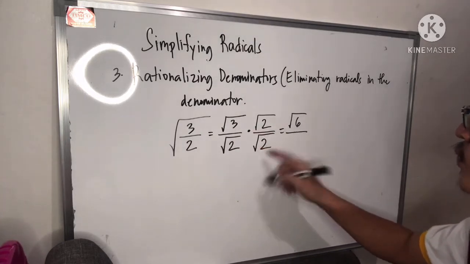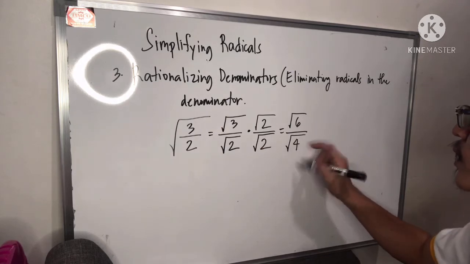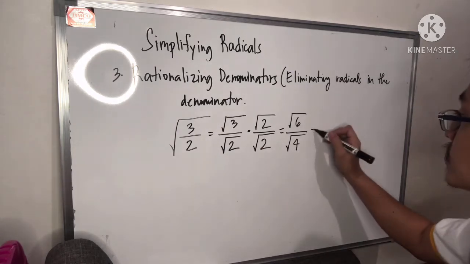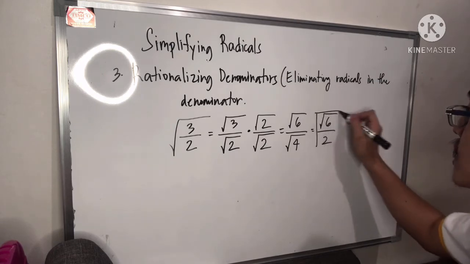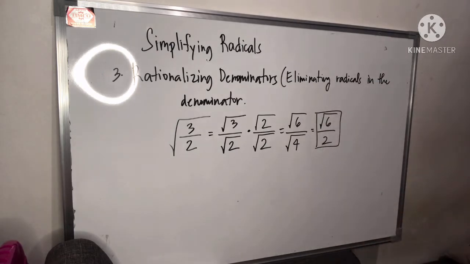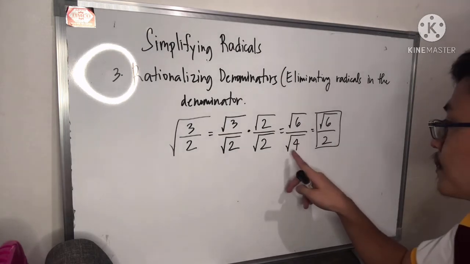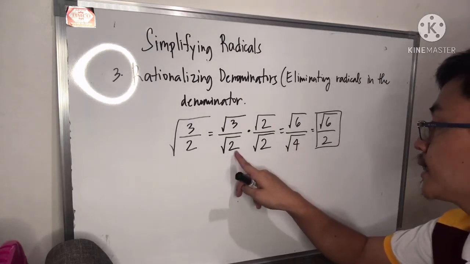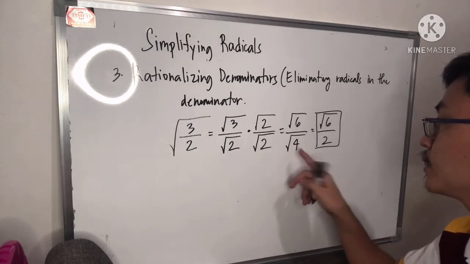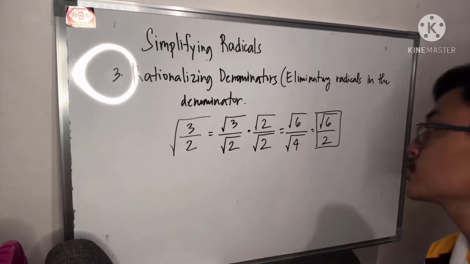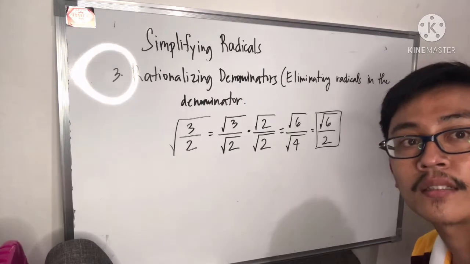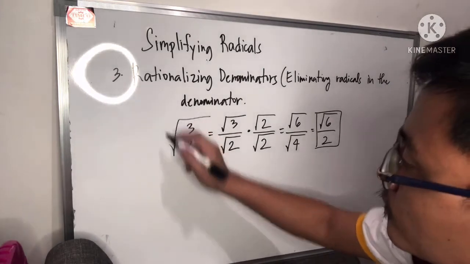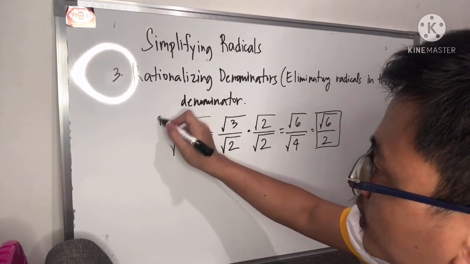Square root of 2 times square root of 2 is square root of 4. But the square root of 4 is 2. So the final answer is square root of 6 over 2. So, para matanggal yung radical, kailangan maging perfect square number yung nasa denominator natin. Next, ito yung first example natin.